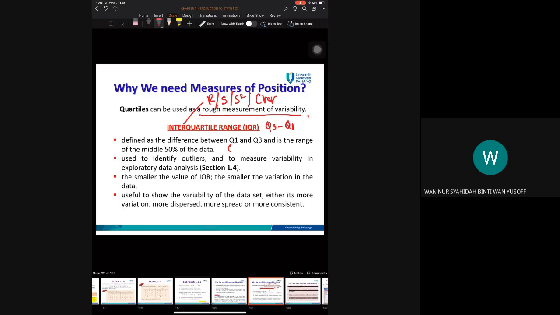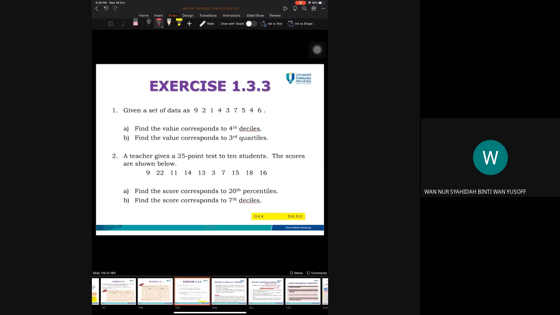Okay, we go to the exercise. Given a set of data, find the value corresponding to the fourth decile, so you have to order the data. Just a simple one here: D4, and then we need the third quantile, Q3. Use the formula.